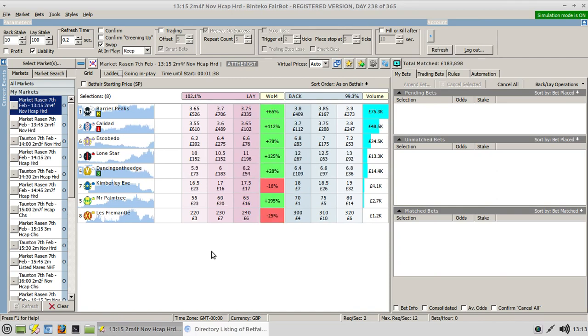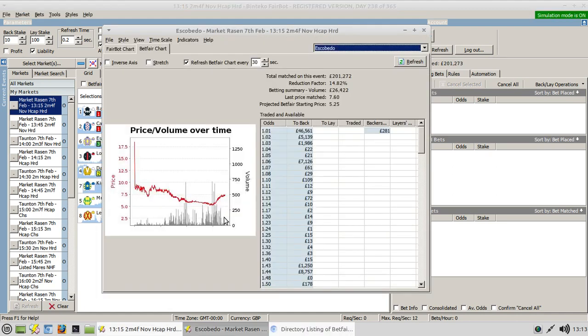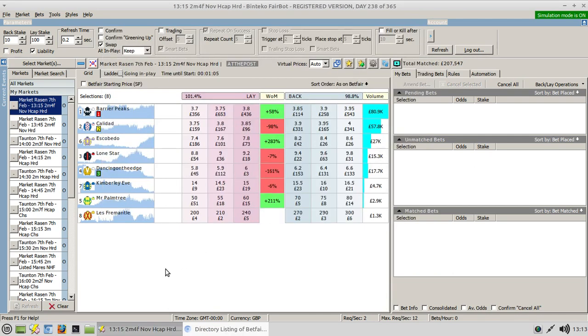Okay, we're approaching the start of the first race at Market Rasen today. And if you recall, the selections for this race were Barrier Peaks and Lone Star. You see Lone Star has drifted somewhat since I was last in the market. And you can also see there's been quite a bit of money coming in for one of the discounted horses, Escobedo. It's been shortening steadily and has subsequently just started to drift back out to its original price. So that's interesting to see how that performs in the race.